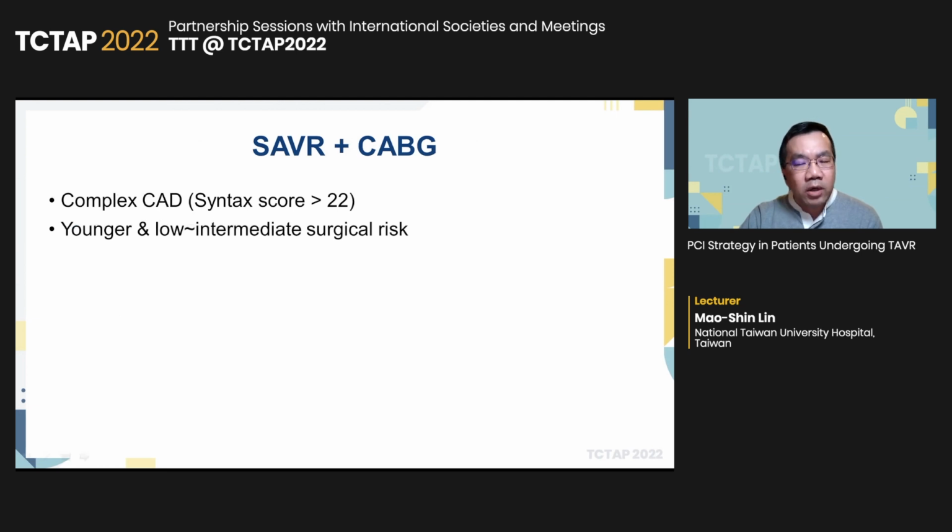So although we are now expanding TAVR into the low risk population, we should know that most of the low risk clinical trials excluded patients with very complex CAD, with a very high SYNTAX score. So I think that in patients who are young or of lower intermediate surgical risk, and also have high SYNTAX score CAD, SAVR plus CABG is still a reasonable choice.